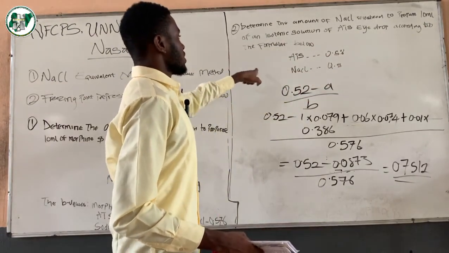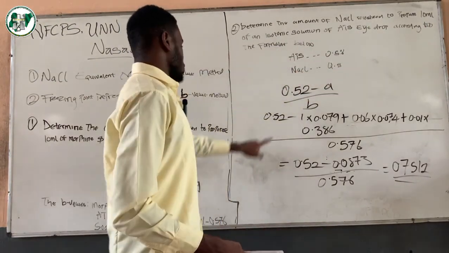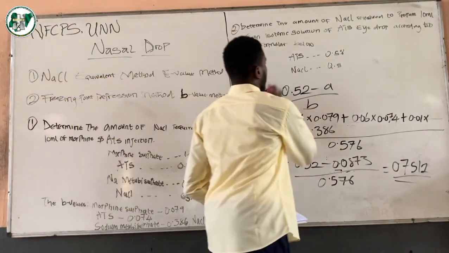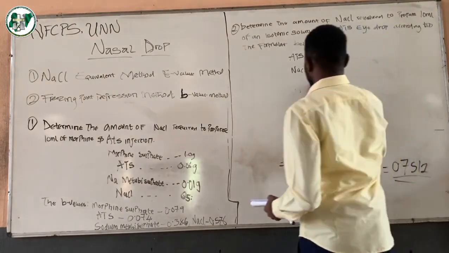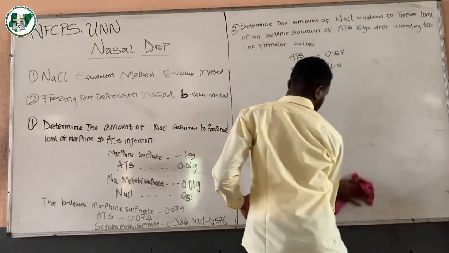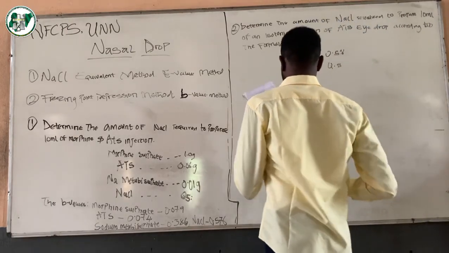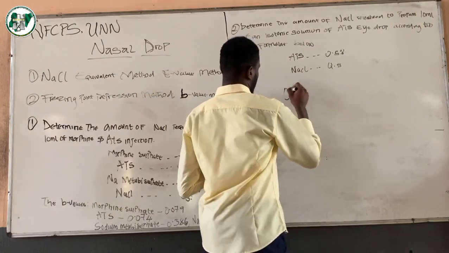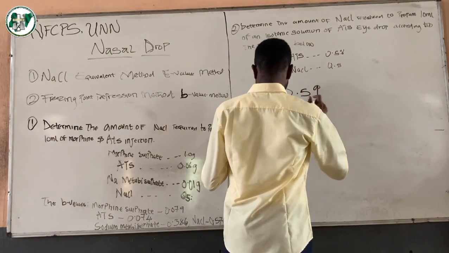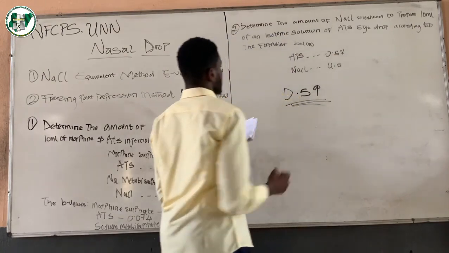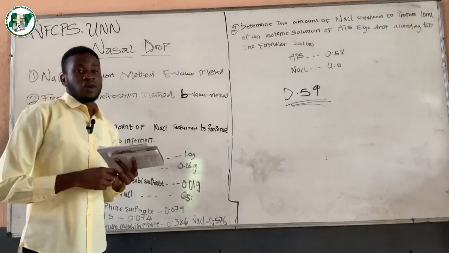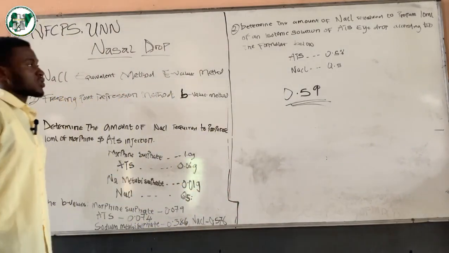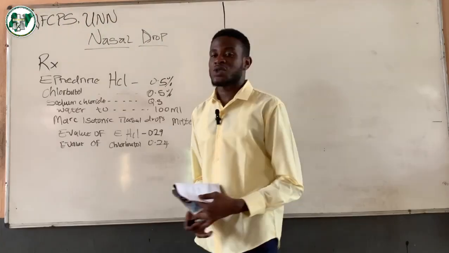All you have to do is to get the B value of this ATS, which is already given in this question. I would advise you to solve it yourself. I'm going to drop the answer to that question here. So the answer to this question number 2 is going to be 0.59. So we now get to the details of the practical aspects of this course. Next question we have here.